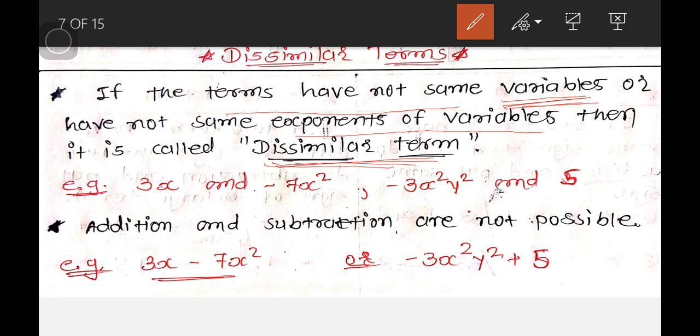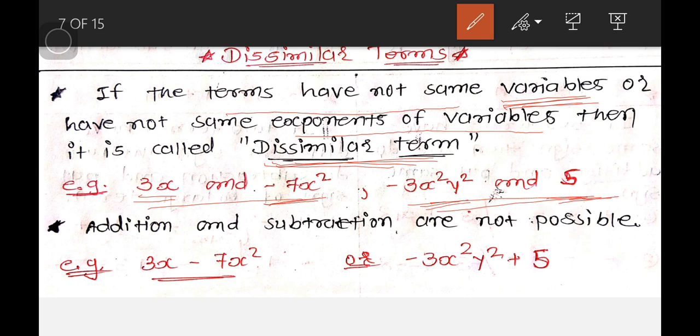Here is an example, 3x and minus 7x square. The variables are the same in both terms, but the first term has exponent 1 and the second term has exponent 2. So these terms are said to be dissimilar terms. One more example, minus 3x square y square and 5. Here the variables are not the same, so we can say that the given terms are dissimilar terms.